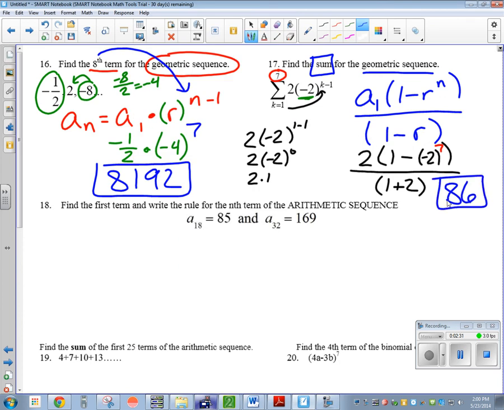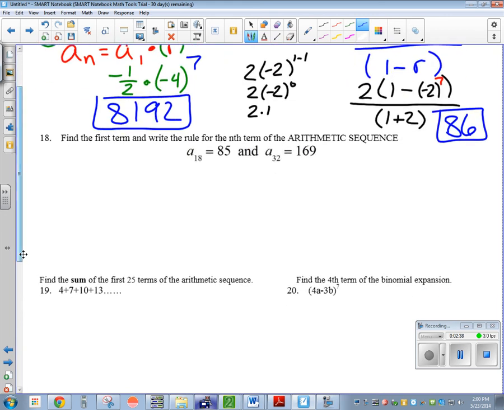That is the sum of the first 7 terms of that pattern. Because it told me geometric, that's why I used the geometric formula. Otherwise, I would have done it the long way. 18. Find the first term and write the rule for the nth term of the arithmetic sequence. Since it says, I'm going to plug in what I know.